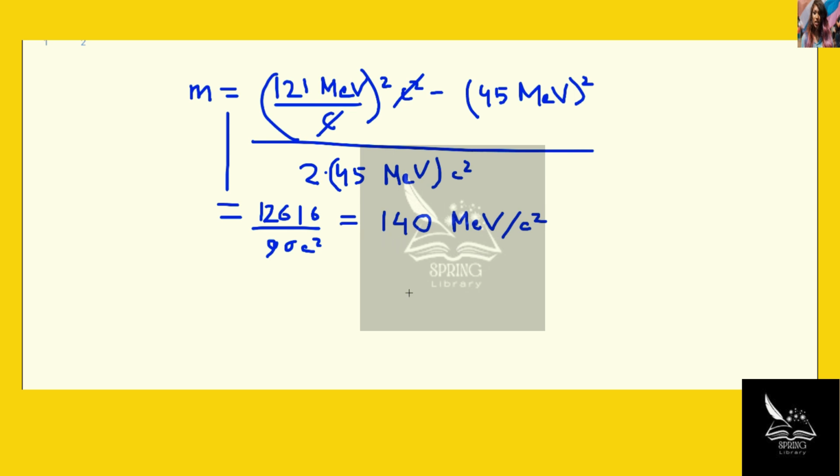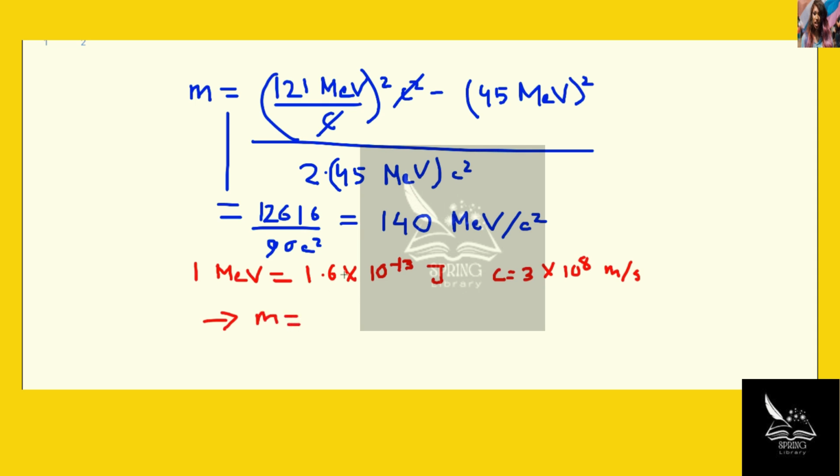But if instead you want your mass in kilograms, you will have to use the fact that 1 MeV equals 1.6 times 10 to the negative 13 joules. And so that's in SI units, which contains kilograms, meters, and seconds. And speed of light in SI units is 3 times 10 to the 8 meters per second. So you plug those in there, and you get that mass.